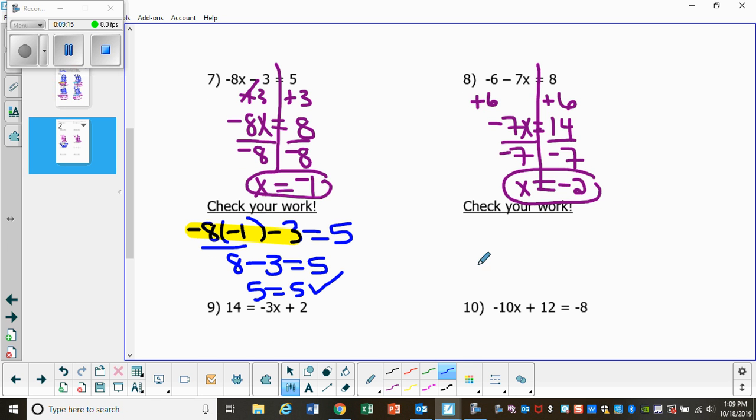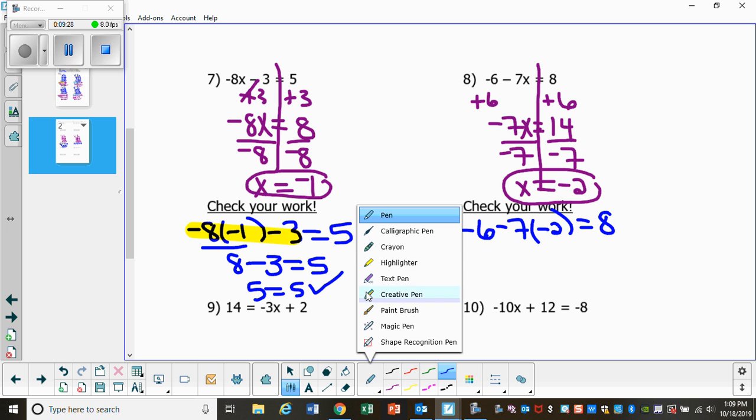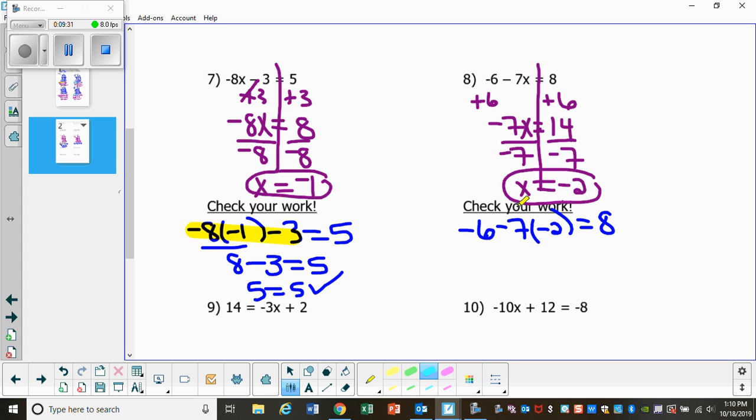Last thing we're going to do is check our work. We're going to use substitution. And so substitution, again, remember, means to replace the x with what you found x equals, which is negative 2. And when we substitute, we use parentheses. The purpose of the check is to see if this left side, after you follow PEMDAS, equals 8. So negative 6 minus 7 times negative 2, I need to multiply first. And negative 7 times negative 2 is positive 14. The next step for PEMDAS is negative 6 plus 14, which is 8. And so since 8 equals 8, check.